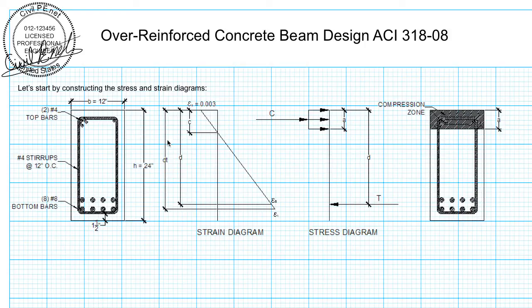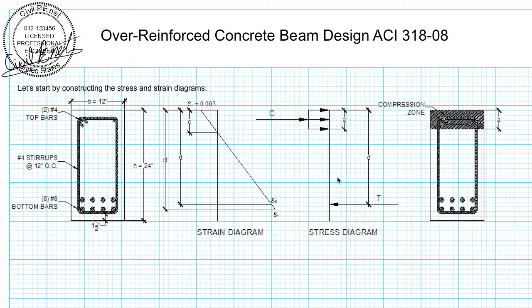ACI denotes the distance from the extreme compression fiber to the extreme layer of steel as d sub t, and the distance from our extreme compression fiber to the centroid of our group of steel as d. c, once again, is the depth from our extreme compression fiber to the neutral axis of our beam section.